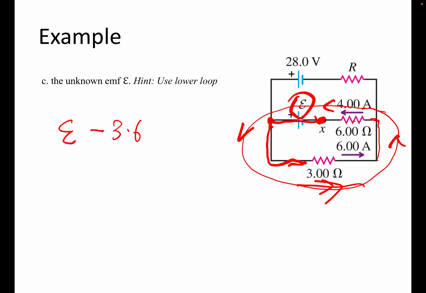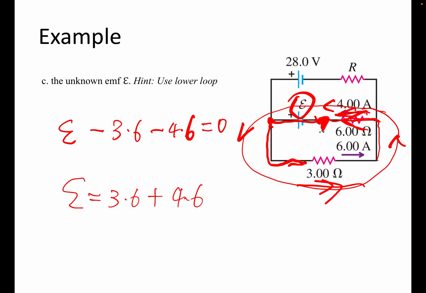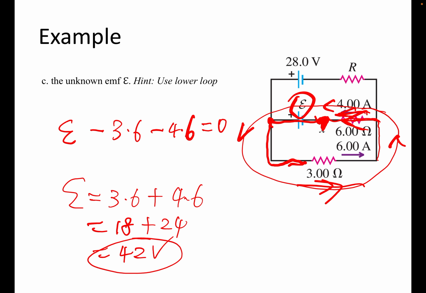So we see this 6 ohm resistor. The loop is in this direction, the current is in this direction, so it's a potential drop again. Current is 4, resistor is 6. It should add up to 0 because we come back to where we started. So epsilon equals 3 times 6 plus 4 times 6, 18 plus 24, 42 volts. So this is the answer for part C.